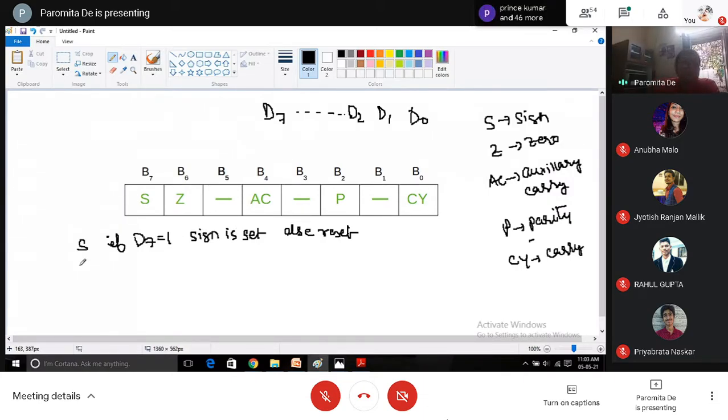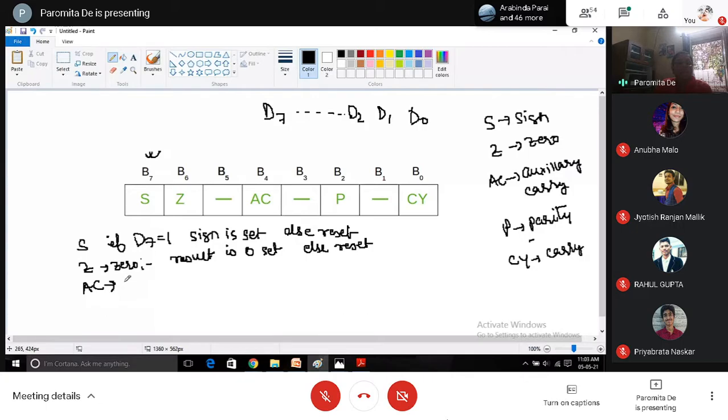Then there is the zero flag. What is the zero flag? If the result of any operation is 0, then it is set, else it is reset. So by seeing this zero flag among these registers, we can understand what the result of whatever operation has been carried out is.